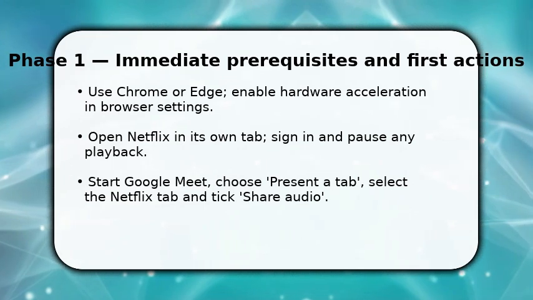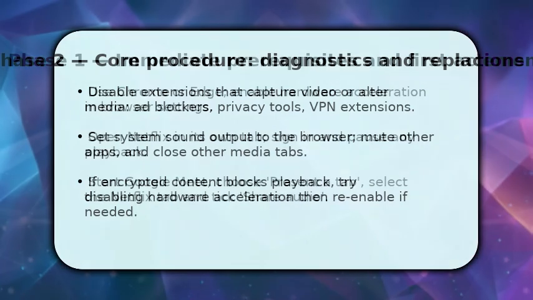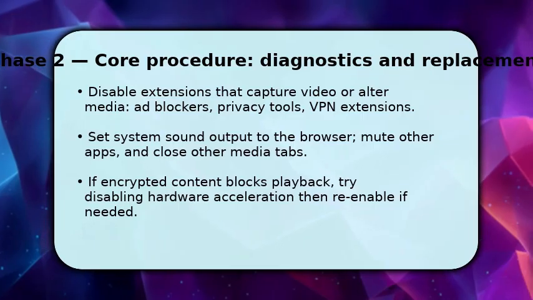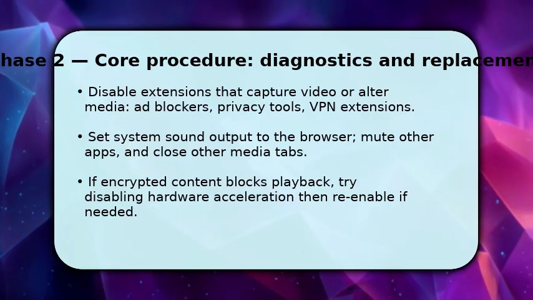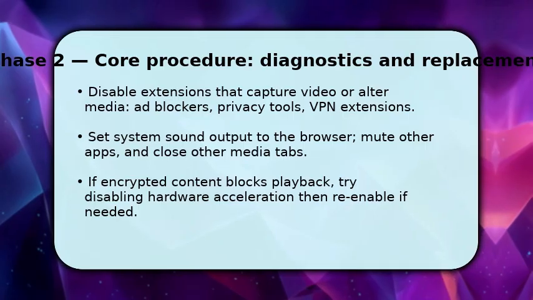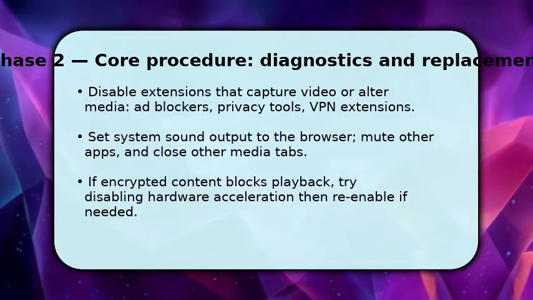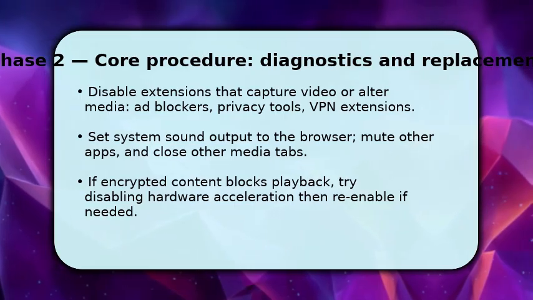Now troubleshoot intermediate causes, extensions, and system audio routing. Disable or temporarily remove ad blockers, privacy, or VPN extensions because they can block DRM streams or interfere with tab capture. Make sure your OS sound output is set to the same device the browser uses, and mute or close other media apps and tabs to avoid conflicts.